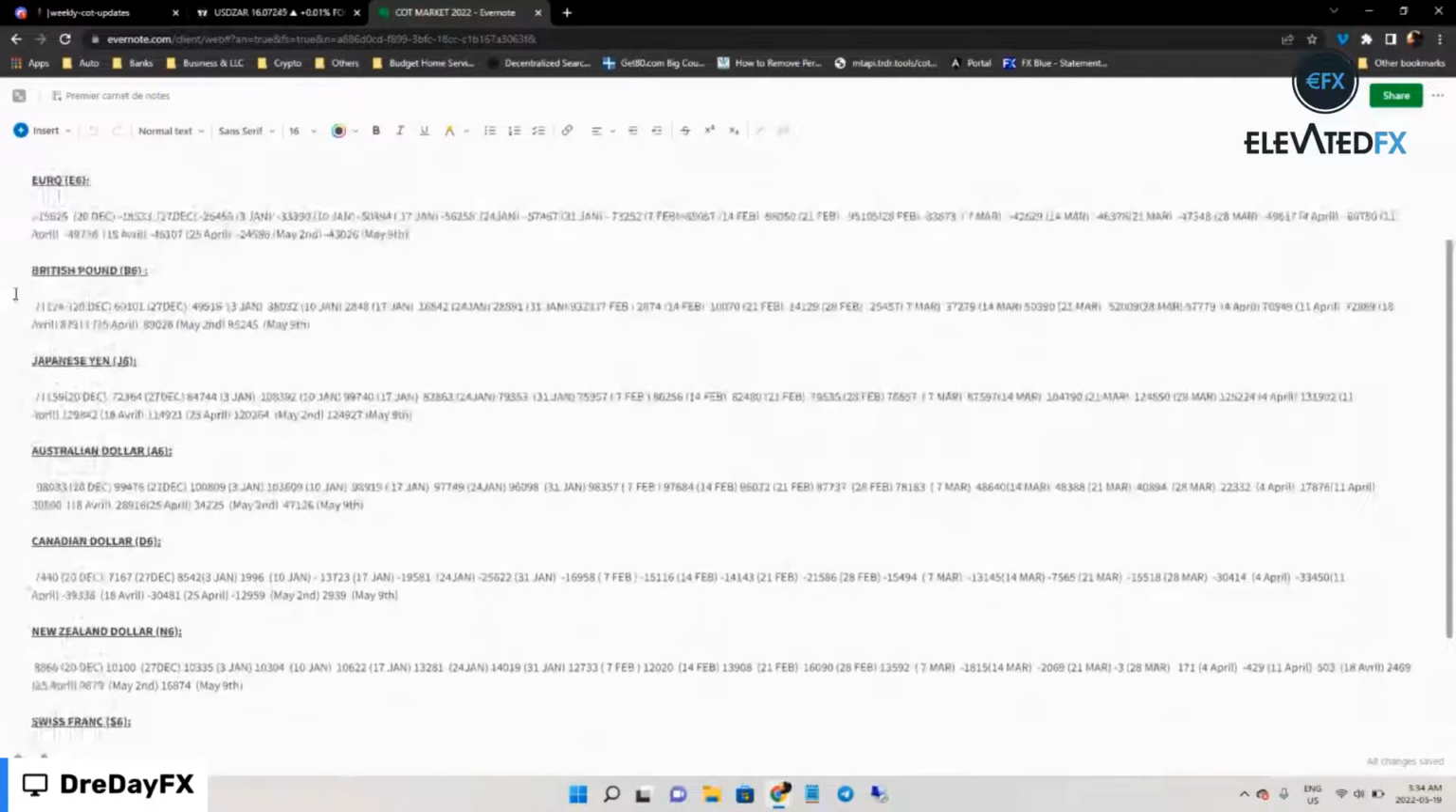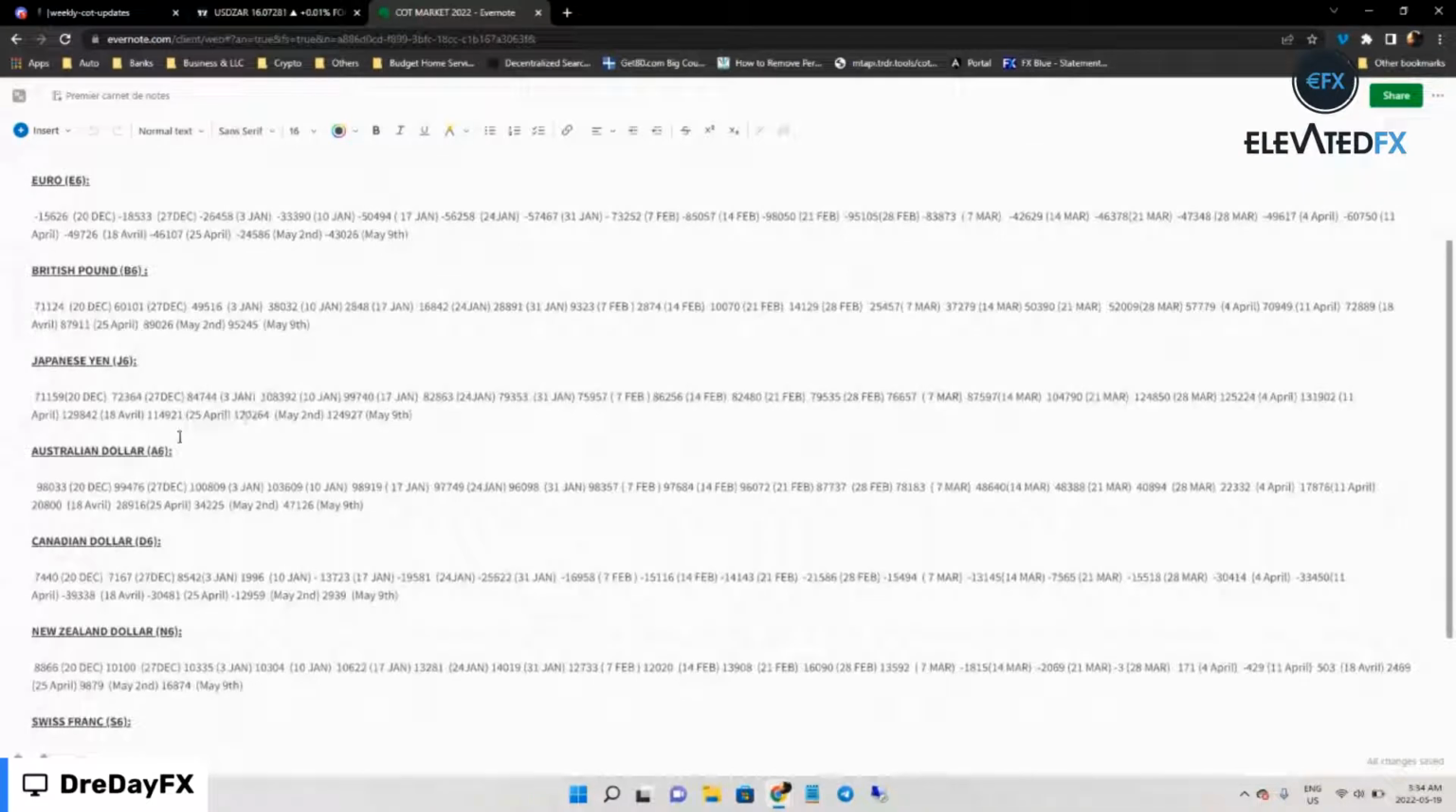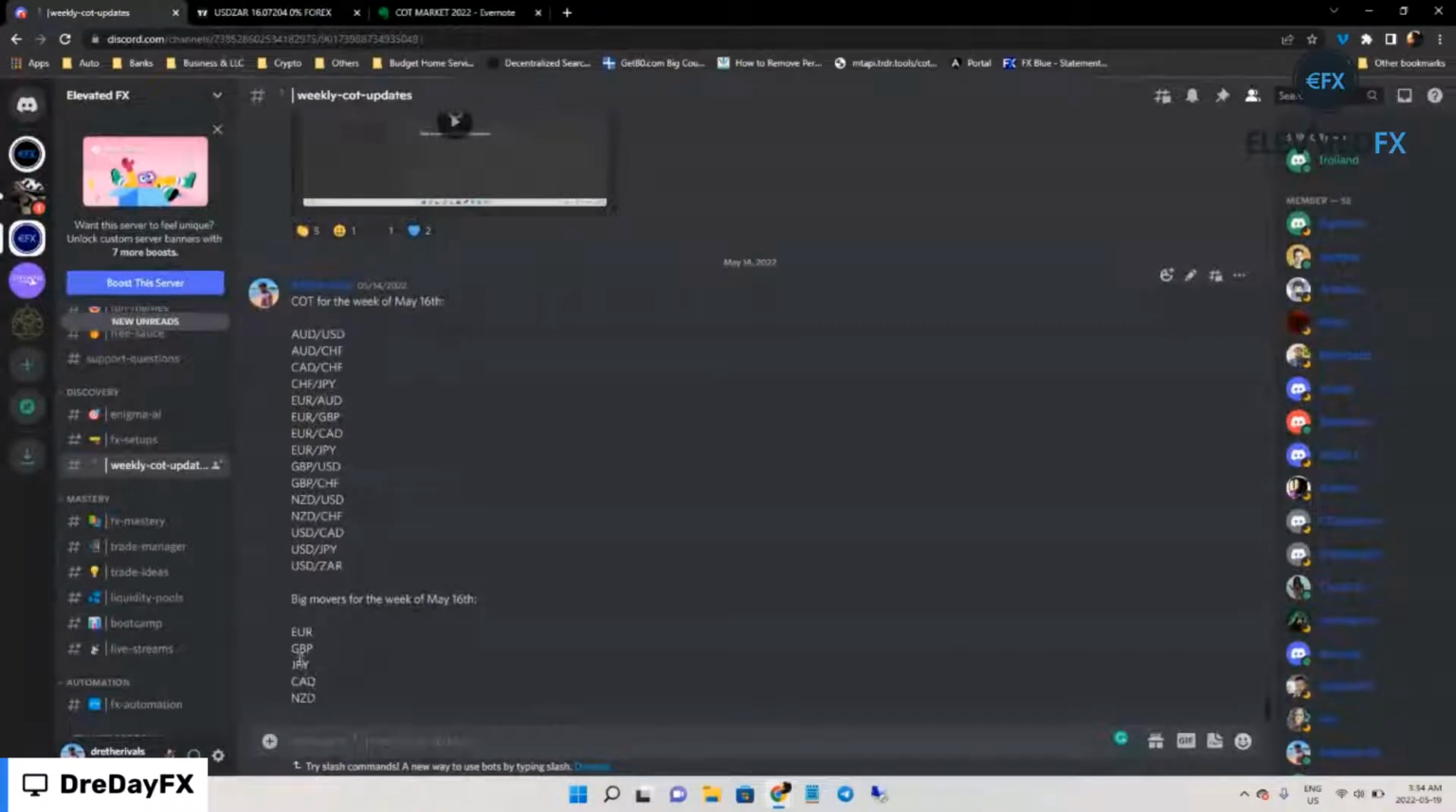Okay, so far you had the euro, you had the GBP, you have the Australian dollar, and you have the Canadian dollar. Those are the four biggest movers overall. And as you can see, those are the pairs I put here as big movers. But the biggest ones are the euro, the CAD, the British pound, and after that the yen.